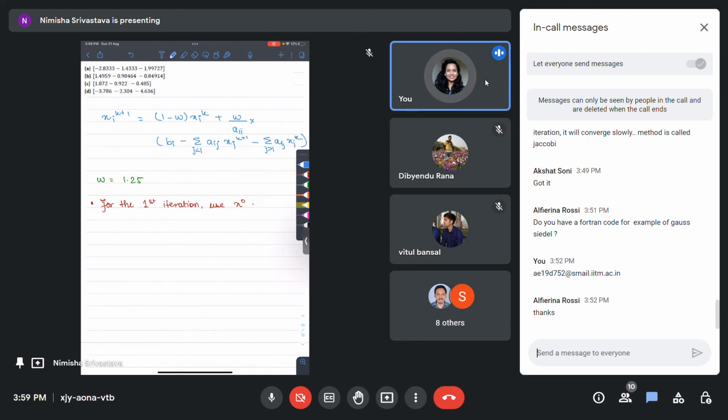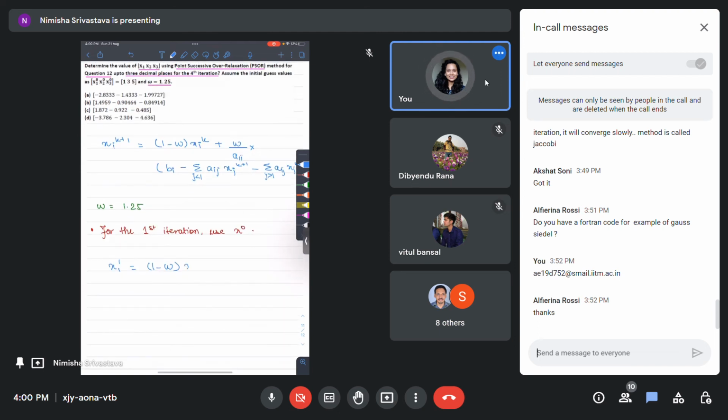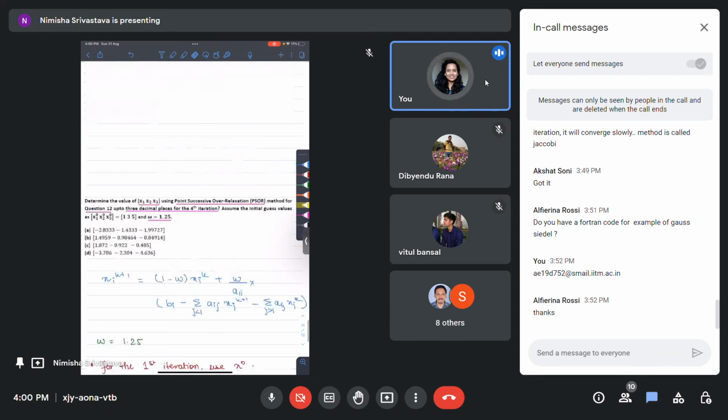Let's see, I'm looking at the first step, x1^1 equals 1 minus omega times x_i^k. What is x_i^k? It is once again the x naught, x_i naught, plus omega divided by a_ii, that is the diagonal term. In the previous case, what was the diagonal term for the 1 1 diagonal? The 1 1 diagonal was 12, right?